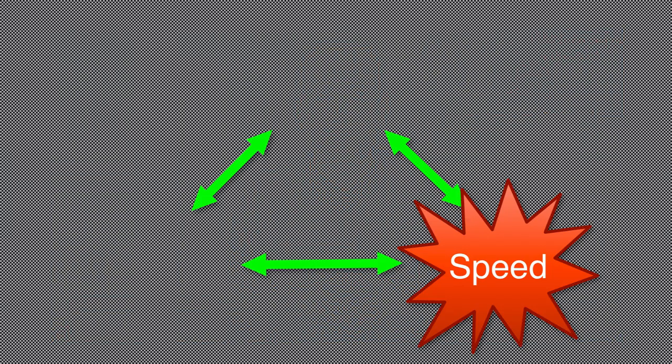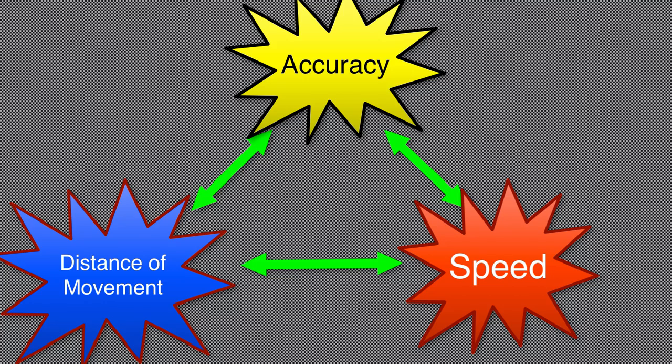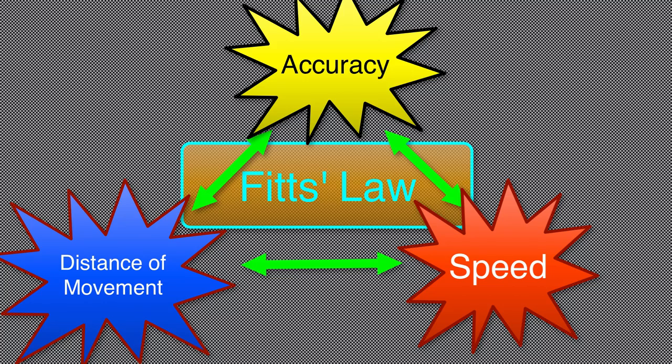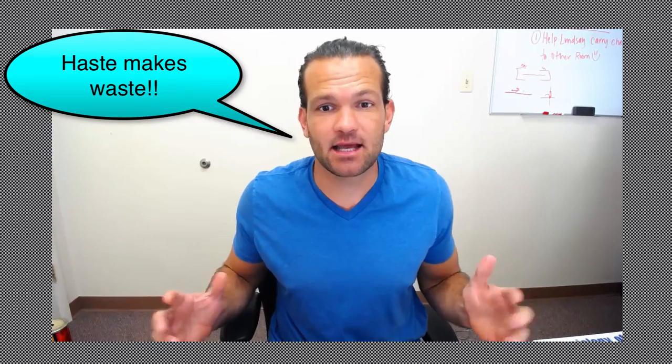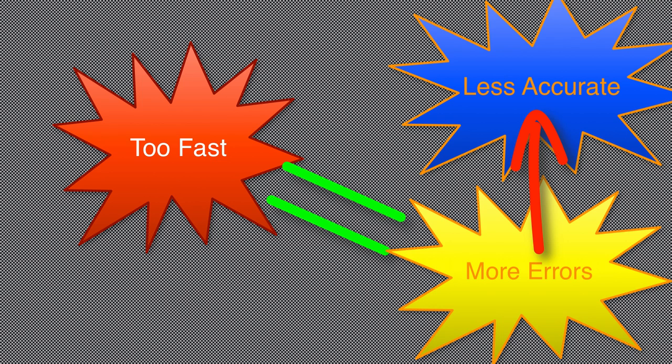In this video, I want to start with the foundation of our understanding for the relationship between speed of movement, the distance of movement, and accuracy, which are grounded by Fitts' law. Everybody has heard of the saying, haste makes waste, and has experienced the notion that when we do things too quickly, we usually do things less accurately.